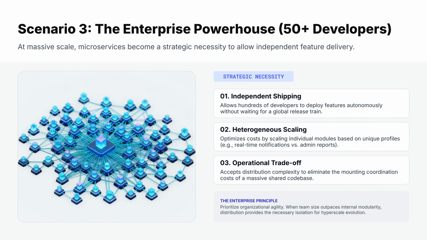Scenario 3. The enterprise powerhouse with more than 50 developers. At this scale, the coordination cost of a single deployment unit often outweighs the operational cost of distribution. Microservices become a strategic necessity to allow hundreds of developers to ship features independently. This is especially true if different modules have radically different scaling profiles. For example, global real-time notifications versus local admin reports.